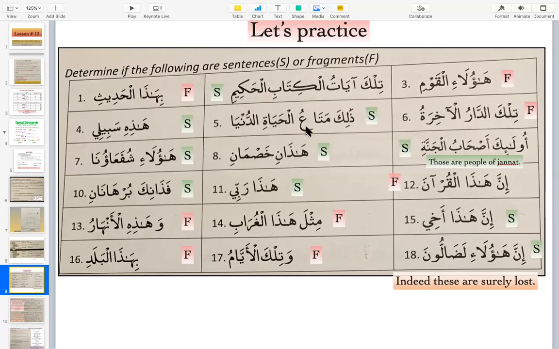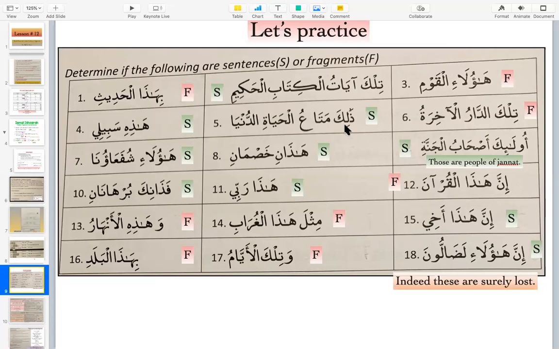Then we have zalika mataul hayati dunya. Mata means like a temporary benefit. So mataul hayati dunya, this is the temporary benefit of worldly life. Mata'u is my mudaf, hayati is my mudaf ilayhi, then al-hayati and ad-dunya is mausuf sifa, worldly life. So this is my fragment, because after zalika there is no al.